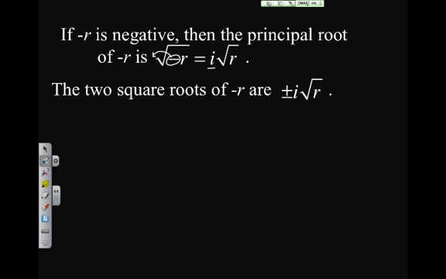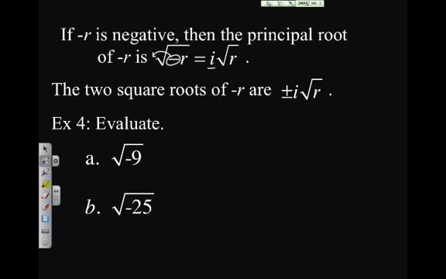The two square roots of negative r, or the opposite of r, are plus or minus i, because we factor that out, times the square root of r. So when you talk about square roots, you still have two answers, a positive and a negative one. So to evaluate this, we've got this radical symbol. Remember the radical, unless the plus or minus is in front of it, the radical just means the positive one.